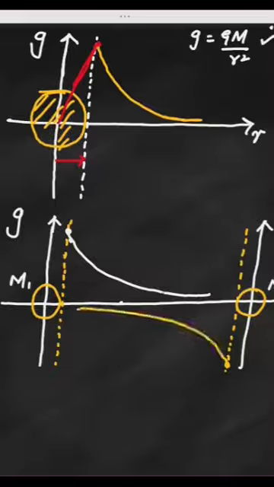If you have to plot the net gravitational field strength, it will be done by taking the values at any point and adding them. So this value is positive, this is negative, so the answer will be a positive number. At this point, both values are equal, so they will cancel, so the resultant g will look like this.